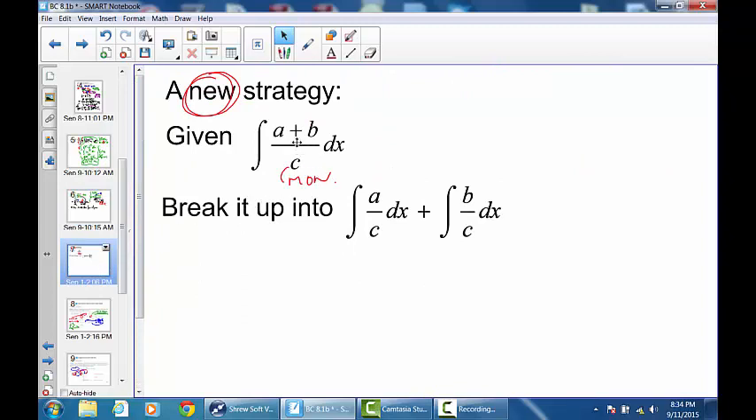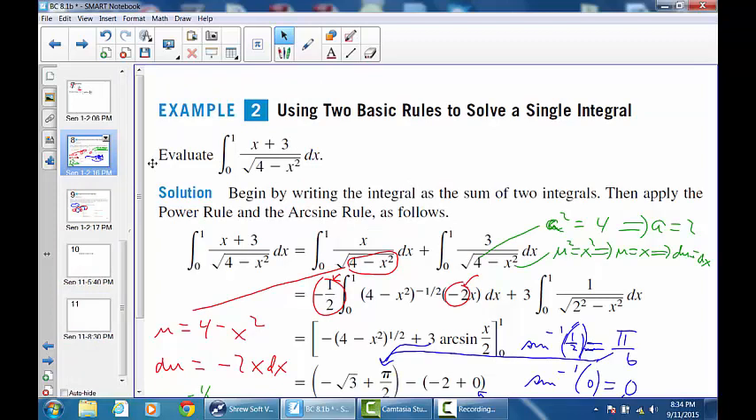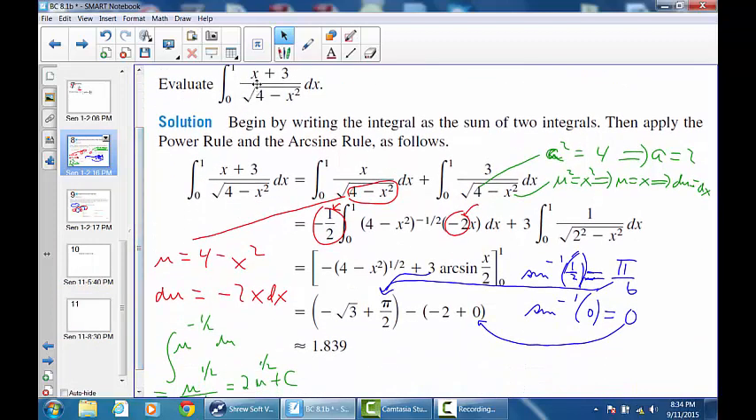This is a new strategy. If the numerator looks really complicated, as long as the denominator is a monomial, you can split it up. And that's exactly what we do here. So we replace this by x over the radical plus 3 over the radical. So two different integrals. Here you'll let u equal the denominator. Works very nicely. All we need to do is introduce a -2 and counteract with -1/2.